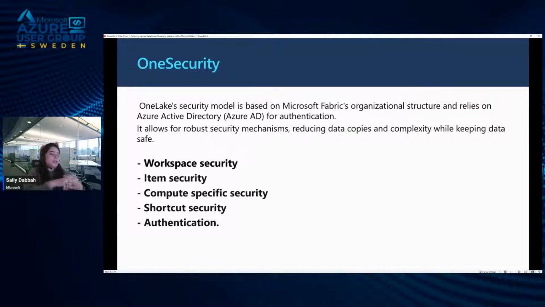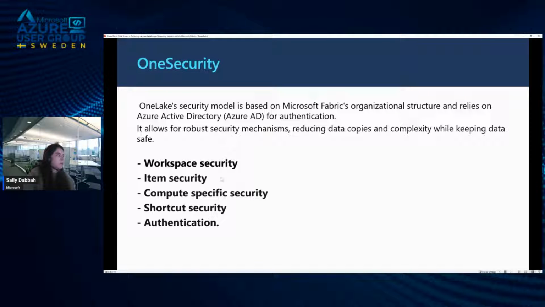And security mainly is established through Azure Active Directory authentication. It also supports user identities, service principals, and managed identities for authentication. Basically, with the combination of Azure Active Directory and Fabric components, you can create strong security measures for your OneLake. And this will automatically enhance data protection. It will reduce data duplication and simplify the complexity of security on the system.